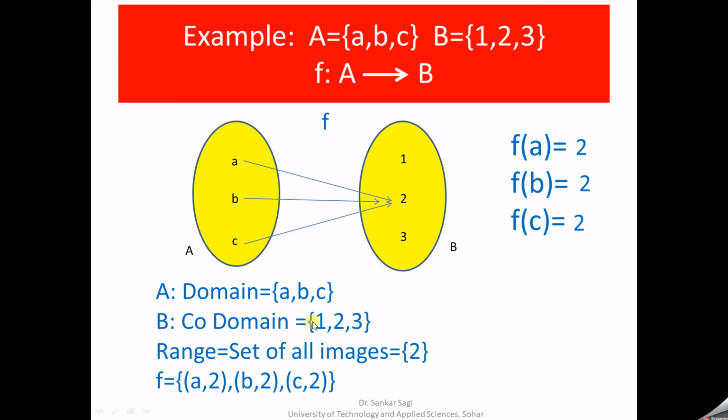Here, the codomain and the range are not the same. And this function we can write in the set of ordered pairs notation. F is equal to the set containing (a, 2). So A is mapped to the element 2, or 2 is the image of A, we can say. And again B is mapped to 2, (b, 2), and C is mapped to 2, (c, 2). So F is equal to the set of all ordered pairs (a, 2), (b, 2), and (c, 2).